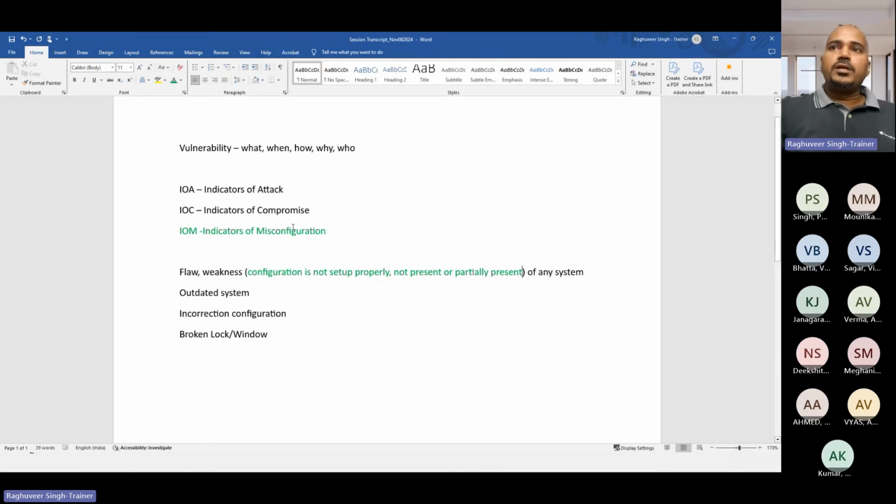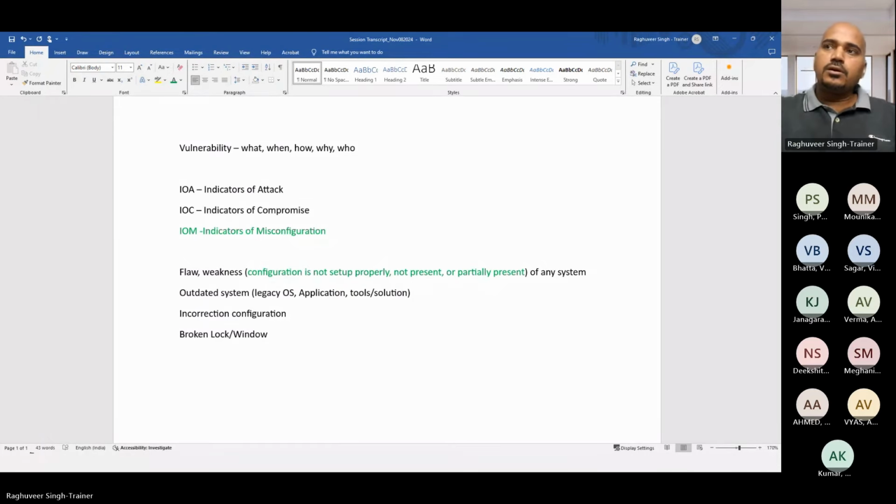Okay, so that's what a vulnerability is: a flaw, a weakness in the system. Some configurations are not properly done. Some are completely not available or invisible, or partially configured. Outdated systems, any legacy OS, application, tool or solution. It could be a network solution, a database solution, anything which is legacy, which has not been updated for a long time. That's a vulnerability.